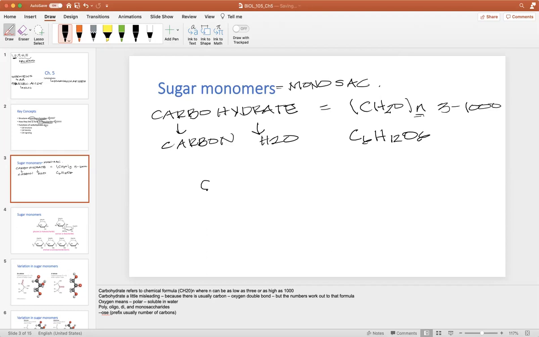So let's draw 3 carbons. And I'm just drawing them kind of like this to give us some room. One of the things that we find is that there is a double bond in a carbohydrate between carbon and oxygen. And so we're going to see a couple of oxygen atoms in here, and that should indicate to you something. These are going to be polar molecules, because remember that oxygen is highly electronegative. So if they're polar, that means they're going to be water soluble.